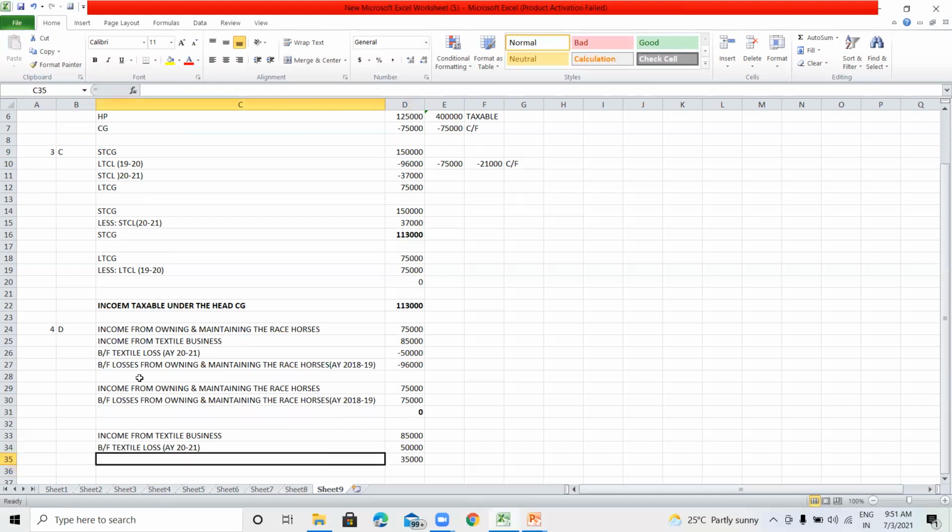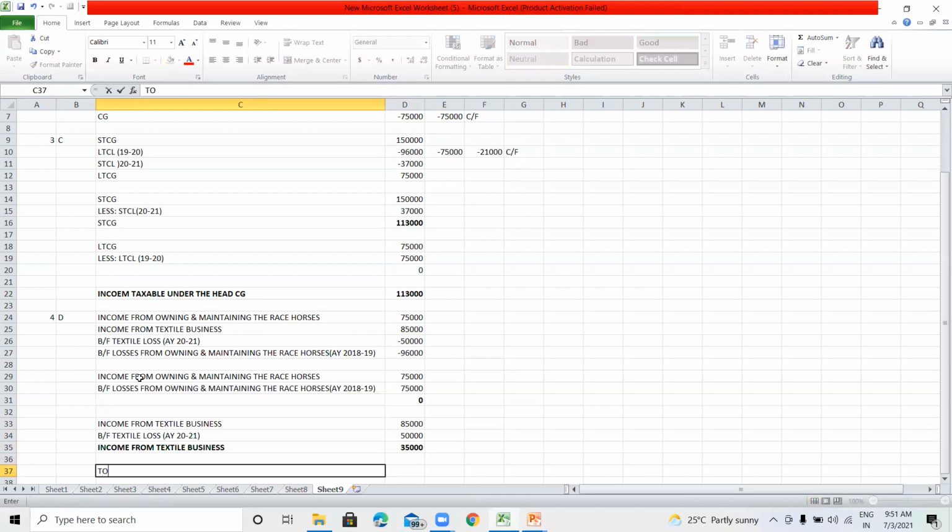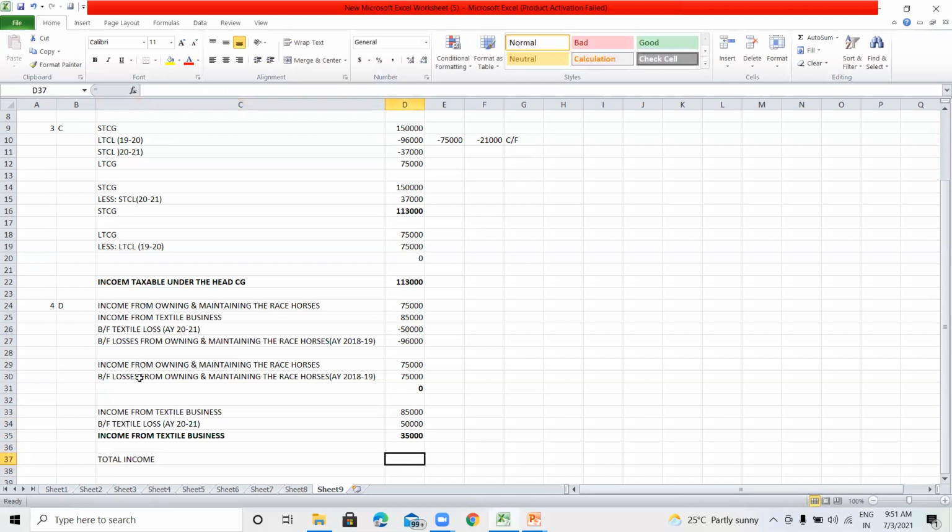It means 35,000 will be considered as income from textile business. So the total income will be only 35,000, which is 35,000 plus 0. And we will carry forward the loss. How much? It is 96,000, but we have adjusted only 75,000, so 96,000 minus 75,000, 21,000 rupees we will carry forward.